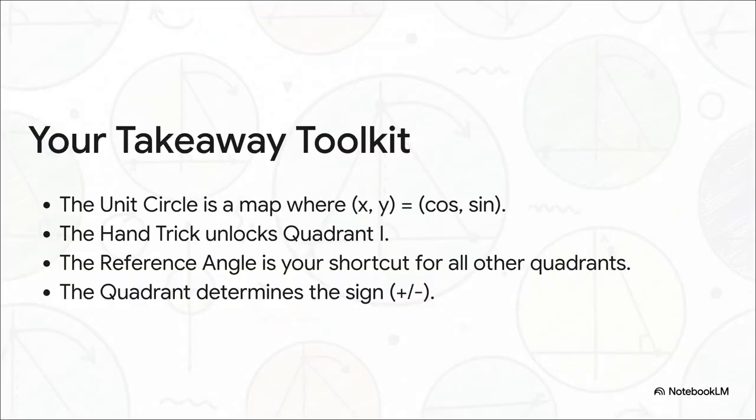So, let's wrap it up. Here's your takeaway toolkit. Number 1. The unit circle is just a map where any point is cosine, sine. Number 2. The hand trick is your key to quadrant 1. 3. The reference angle is your shortcut to everywhere else. And 4. The quadrant tells you if the sign is positive or negative. That's the whole system right there.